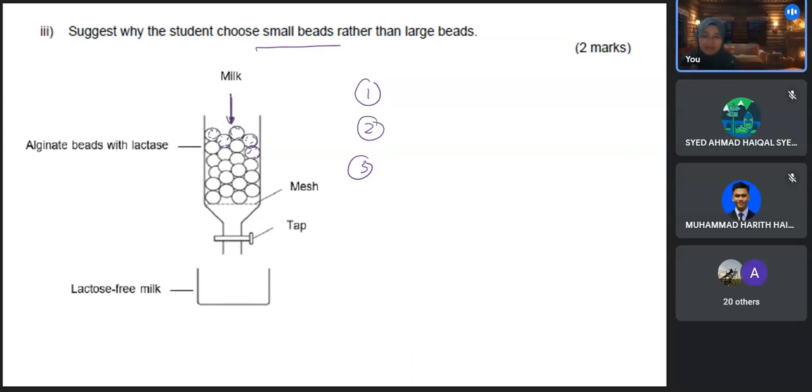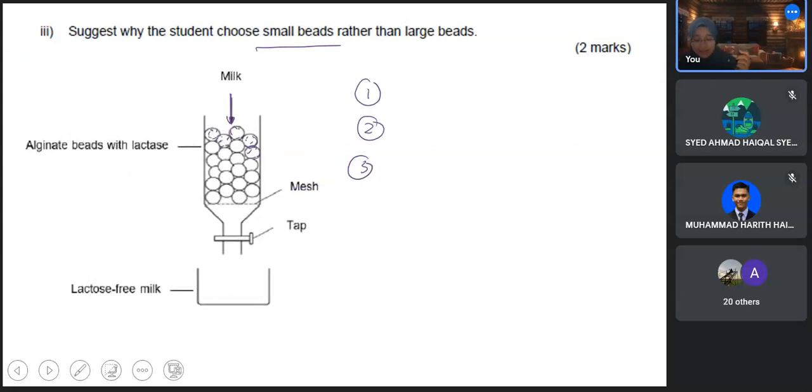Because this increases the time for the reaction to take place. So there is more time for the enzyme to be exposed to the milk, or the substrate. The more time the milk can react with the enzyme, the more reaction can take place.